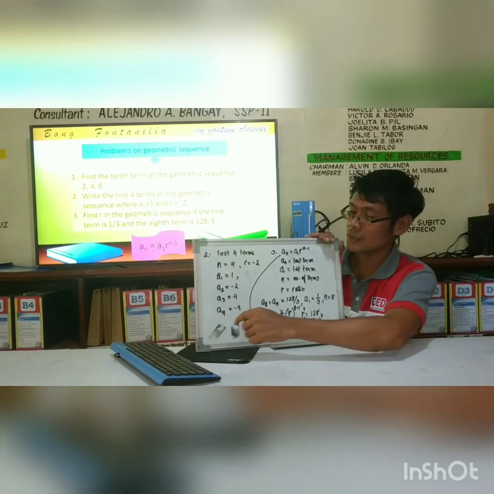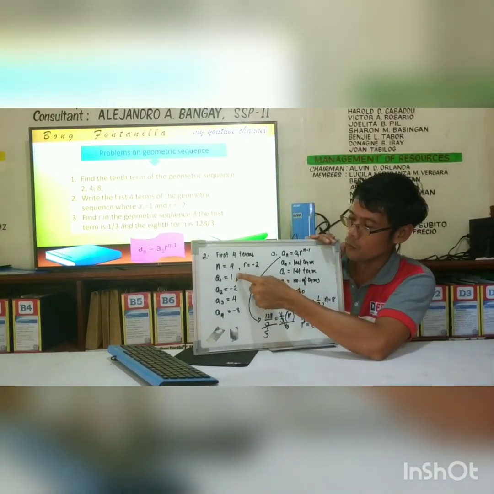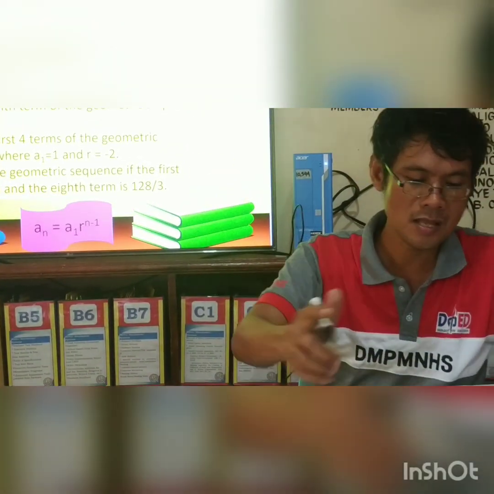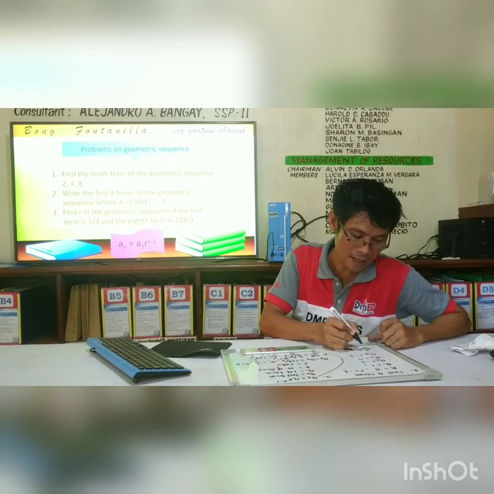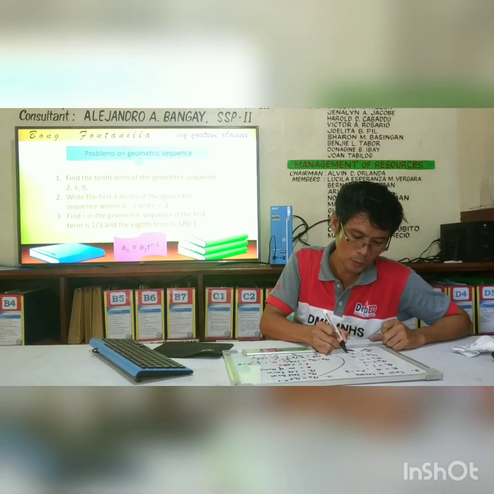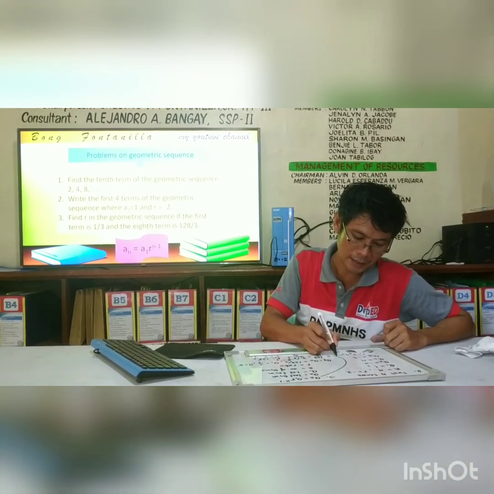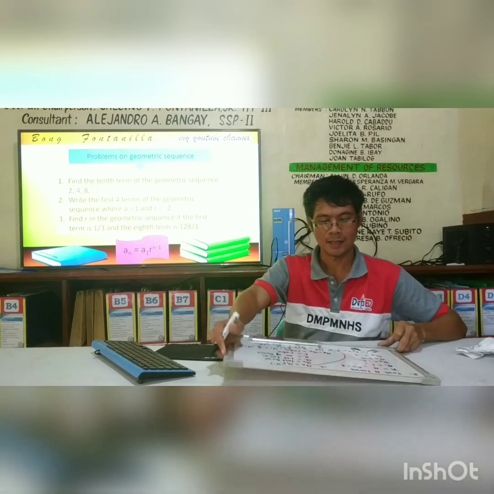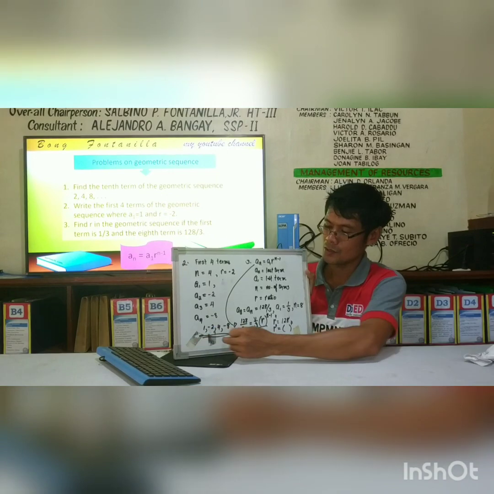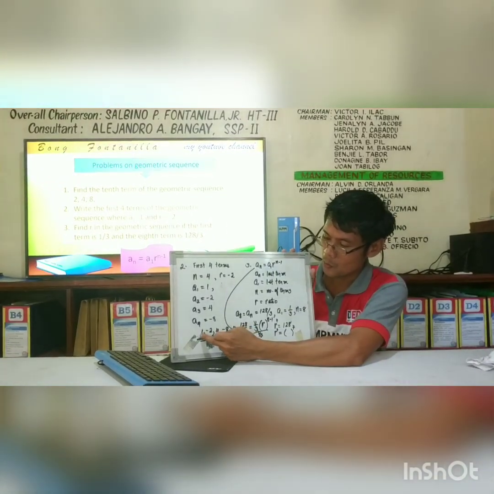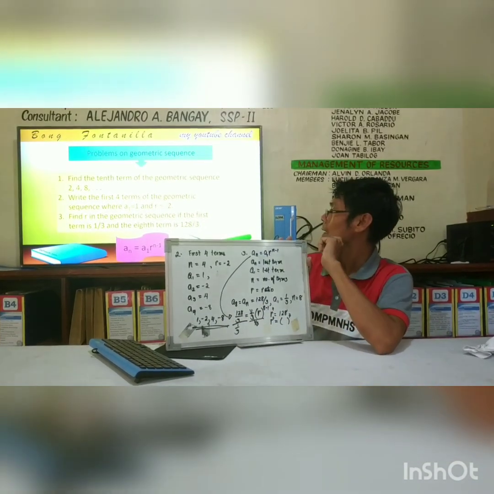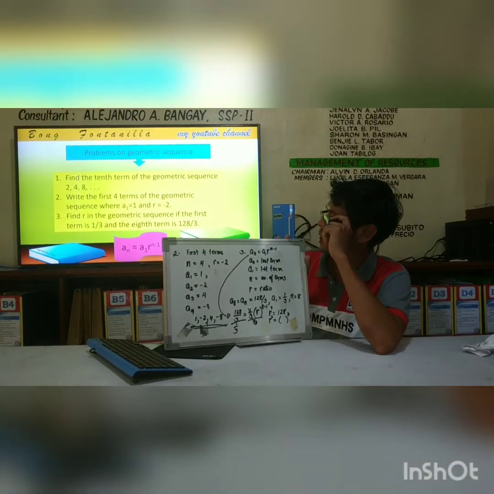So the first 4 terms are 1, negative 2, 4, negative 8. So the final answer would be 1, negative 2, 4, negative 8. Okay. Let's try to consider problem number 3.